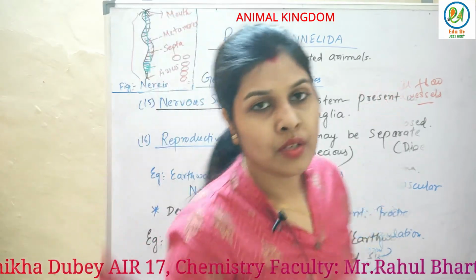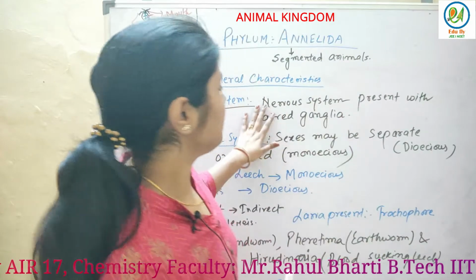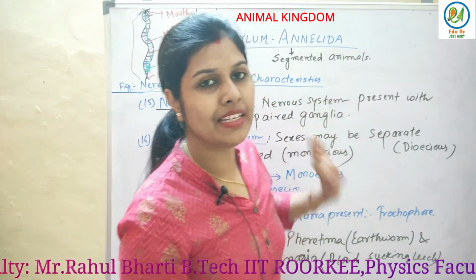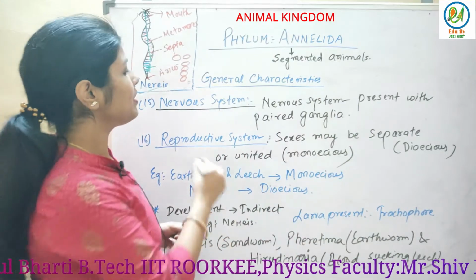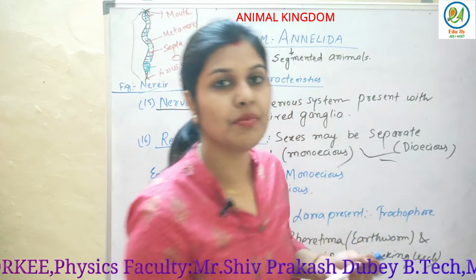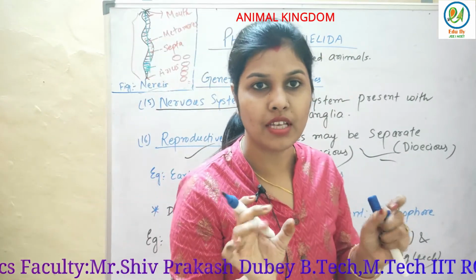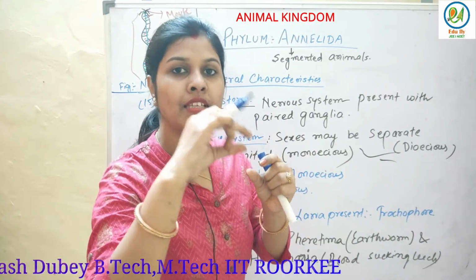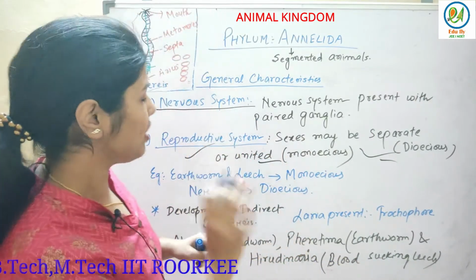Now let's talk about nervous system and reproductive system. In case of annelids, the nervous system is present with paired ganglia. What about the reproductive system? Sexes can be separate, which is called dioecious. Dioecious means male and female organs are in separate bodies. But in monoecious, male and female are in the single body itself.